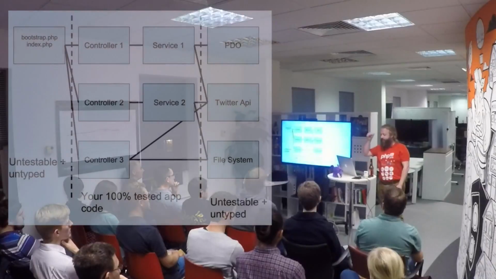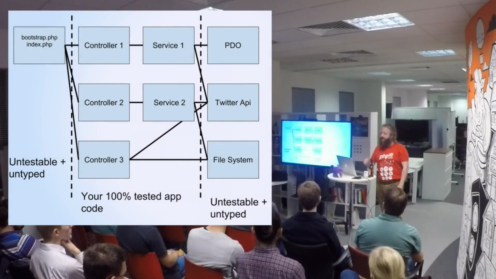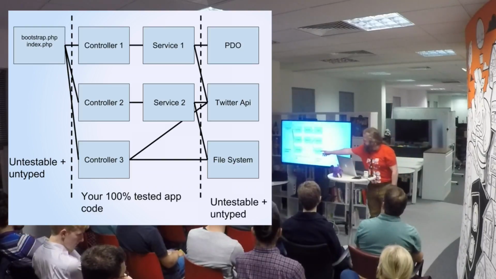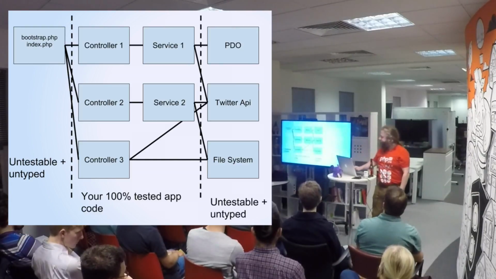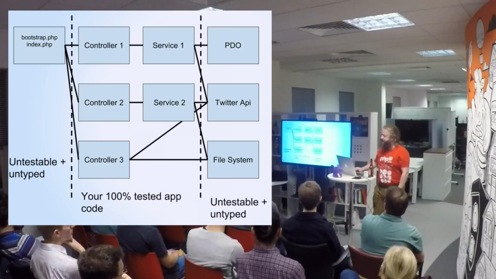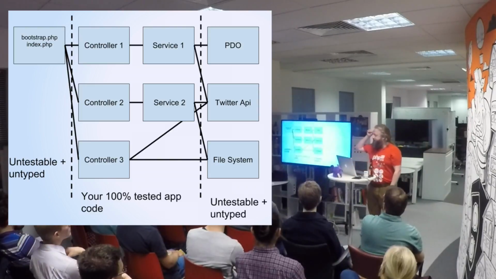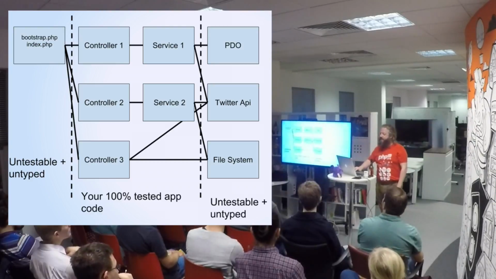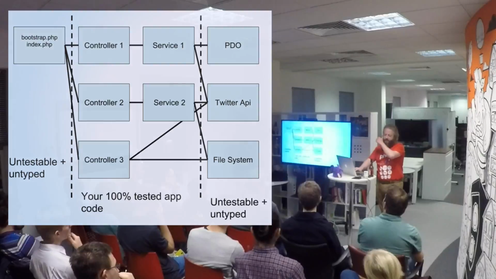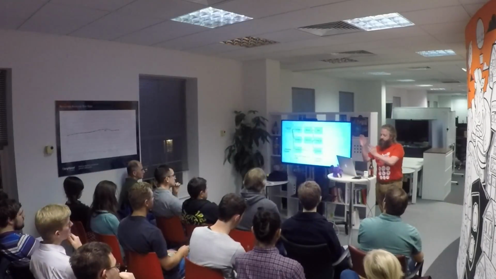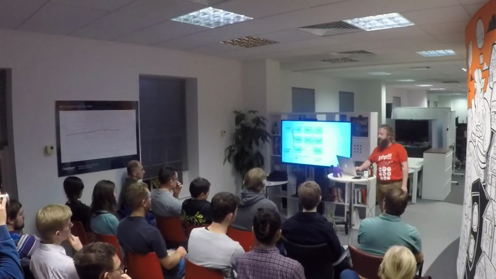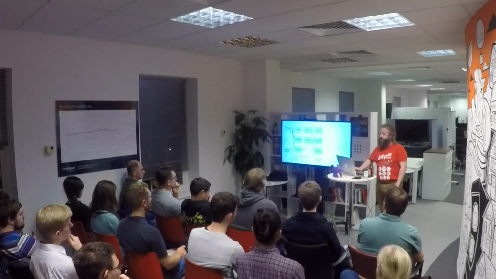So just to show you that diagram again, just to summarize what I said. On the left-hand side, you have a Bootstrap layer where code can't be tested. In the middle, you have application code that can be unit tested. And again, on the right-hand side, you have code that can't be unit tested. So there are two completely different types of code in all applications.